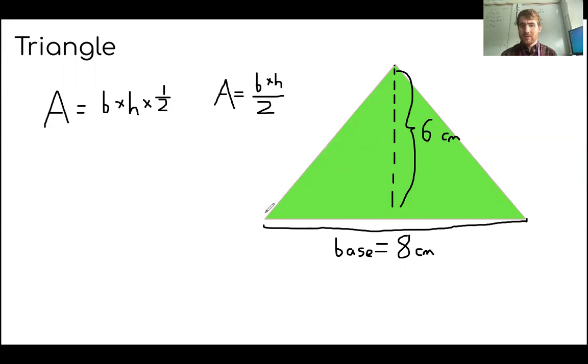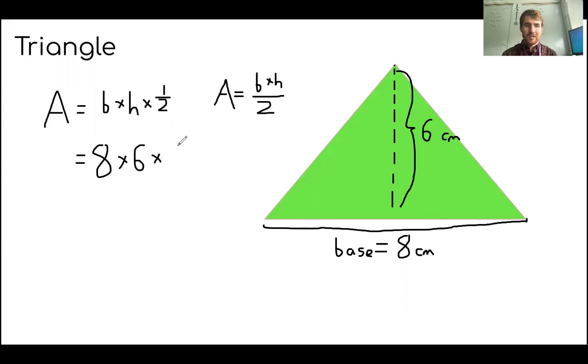Sometimes a problem will also give you the length of this side, for example. You don't need that. If it tells you that this is 8 centimeters, that's not important to the problem. You only need the base and the height. So you can just ignore any other measurements. So we've got the base, we've got the height. Now we're going to use our formula. The base equals 8 centimeters. The height equals 6 centimeters.